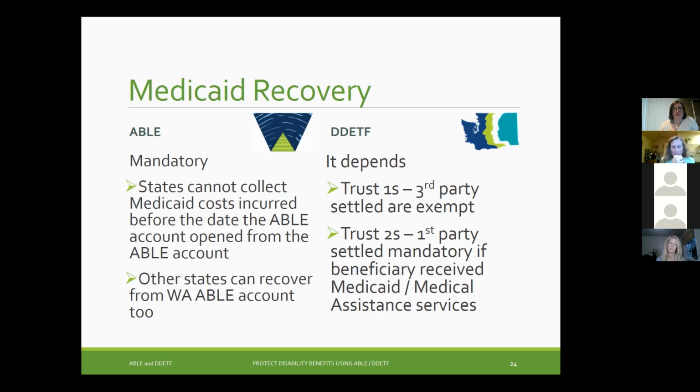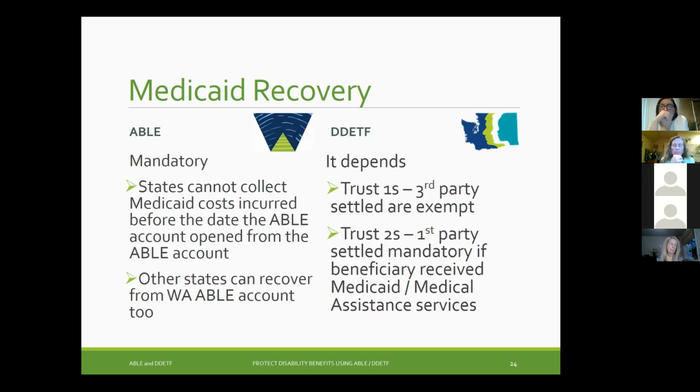With the DD endowment, it depends on what type of trust. So again, that first party or the third party trusts are exempt, which we call trust ones. So if it's mom and dad's money, because it's mom and dad's money, it can't be used to pay back Medicaid recovery, even though the trust is built to benefit the beneficiary. But if it's the beneficiary self-settled trust, then yes, it is eligible and mandatory for Medicaid recovery.